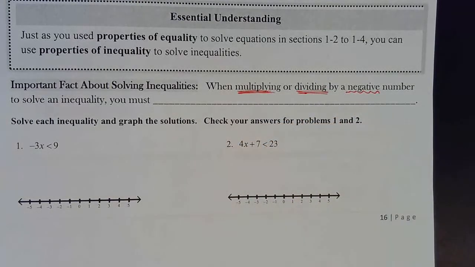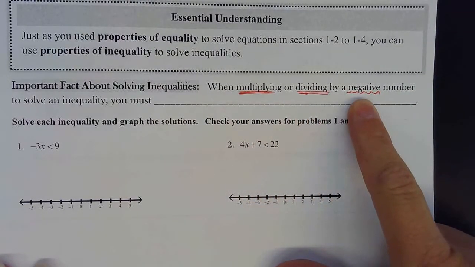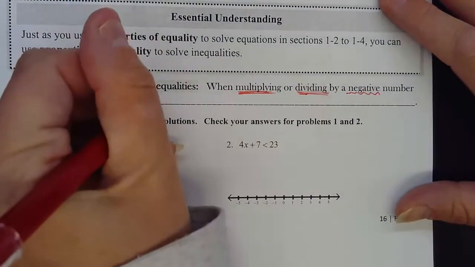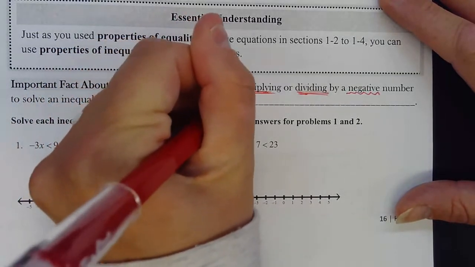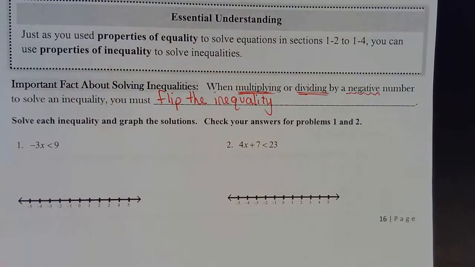So if there is a negative number attached to your variable, you have to do something special when you're solving. When you end up having to multiply or divide by a negative number in your inequality, you must flip the inequality. If you forget to flip the inequality, the whole entire problem is wrong.